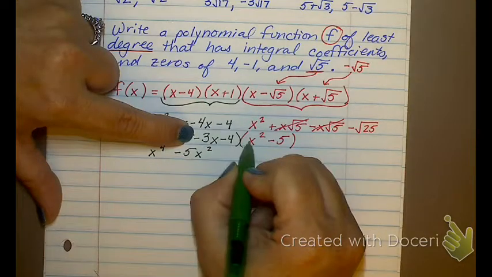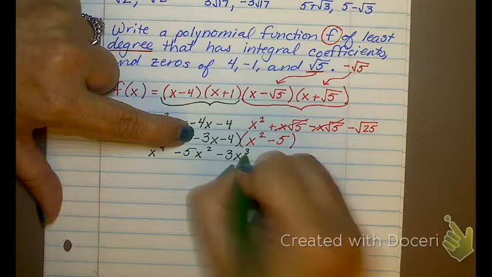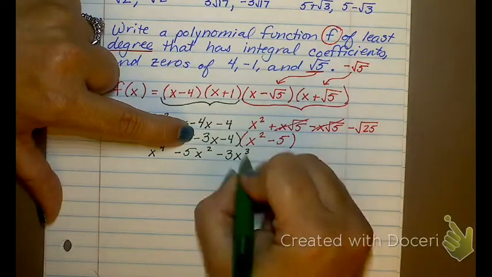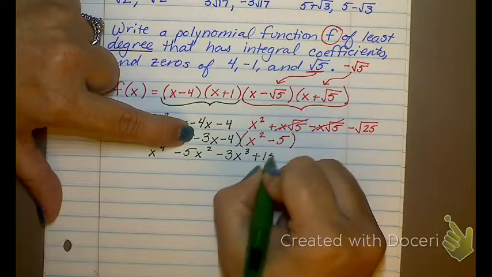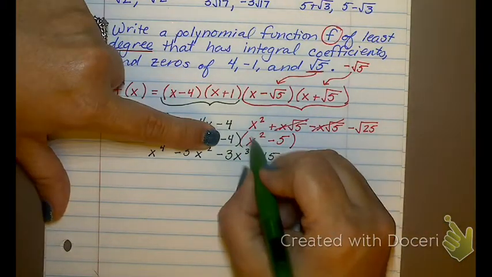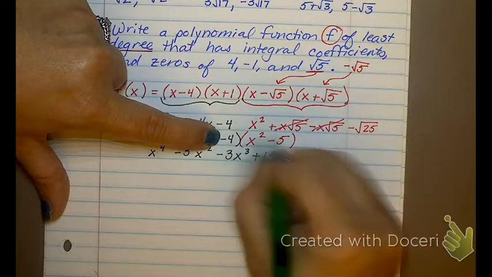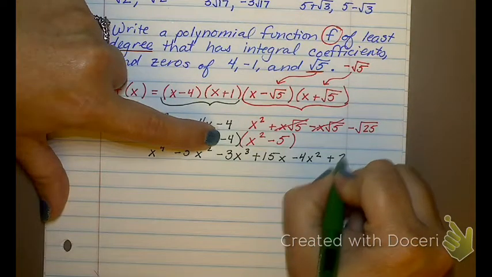Negative 3x times x squared is negative 3x to the 3rd. Negative 3x times negative 5 would be positive 15x. And again, you can use the box method if you want to. Negative 4 times x squared is negative 4x squared. Negative 4 times negative 5 is positive 20.